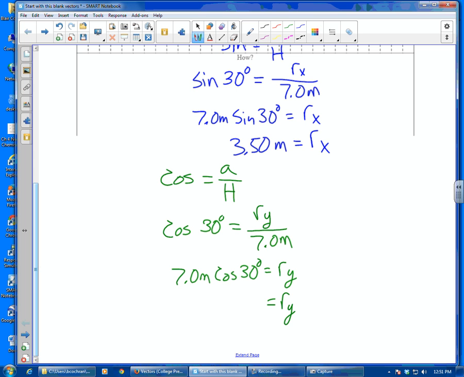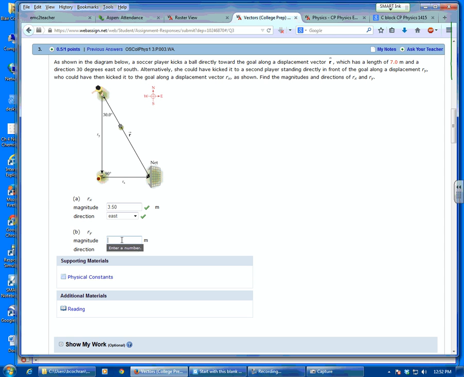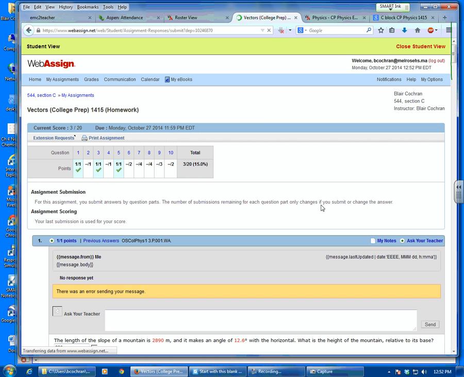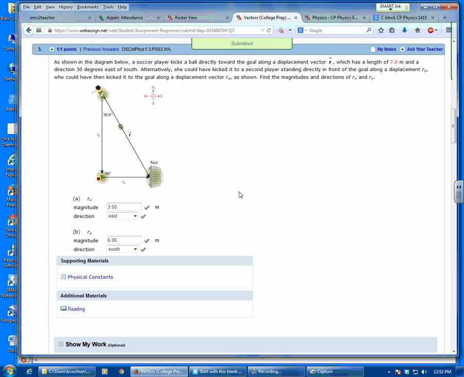I have all numbers on one side, which makes me happy. And I get 6.06 meters. And from my vector diagram, I have that pointing south. 6.06, that's what I get. Let's see if it's right. 6.06 south. And that comes up correct.